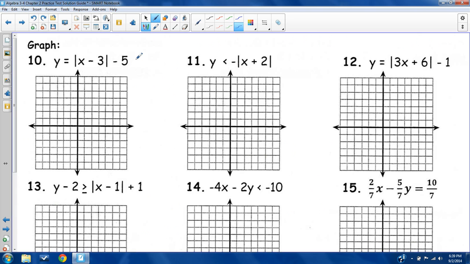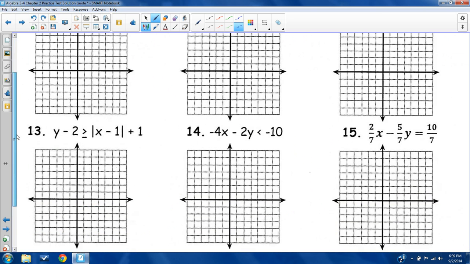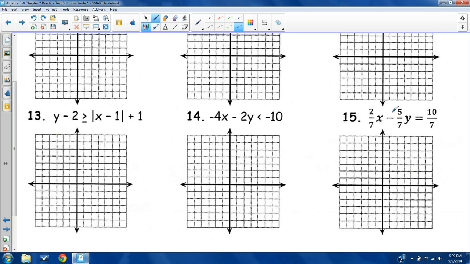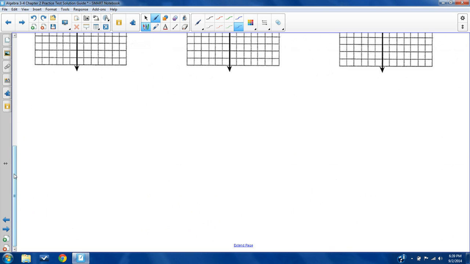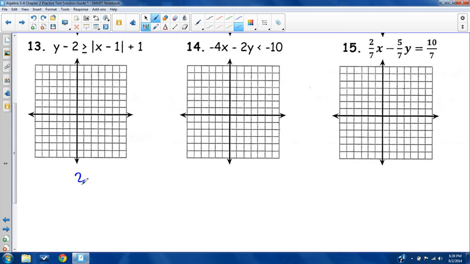Okay, numbers 10 through 15. Let me do number 15 first. It's not really in slope-intercept form right now. I'll move it into there and we'll make that one happen. Do the linear equation first, no absolute value. Let me rewrite this here. 2/7 x minus 5/7 y equals 10 over 7.